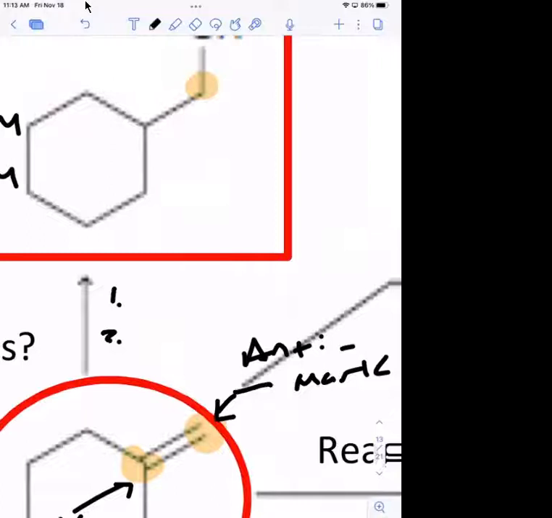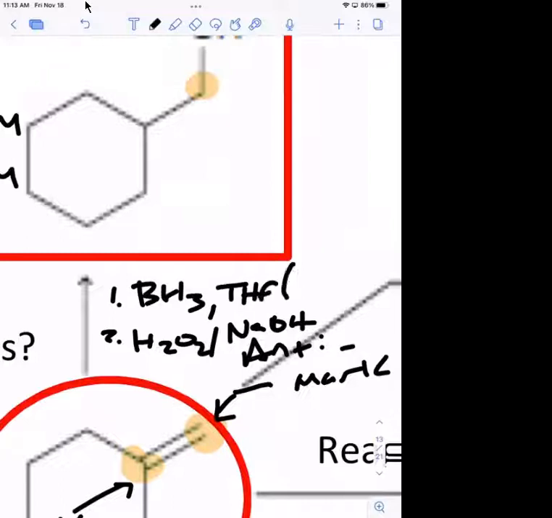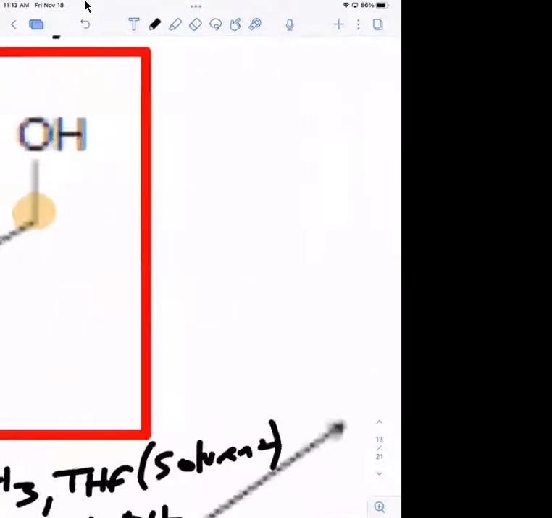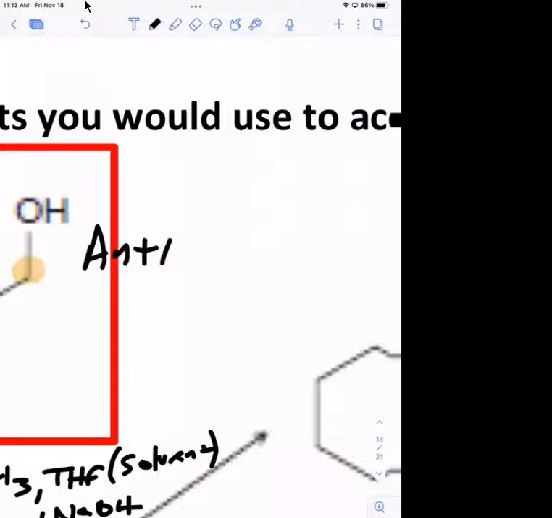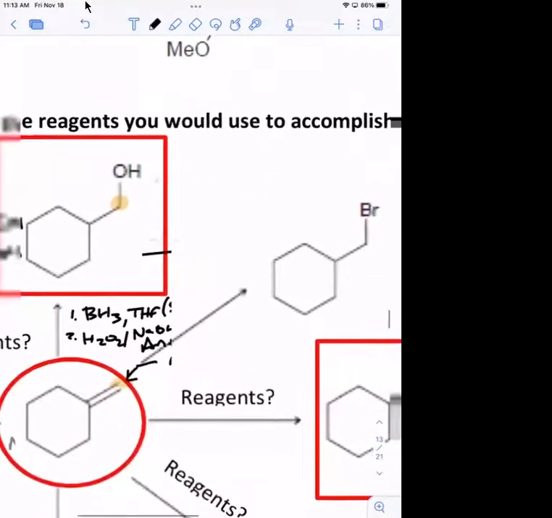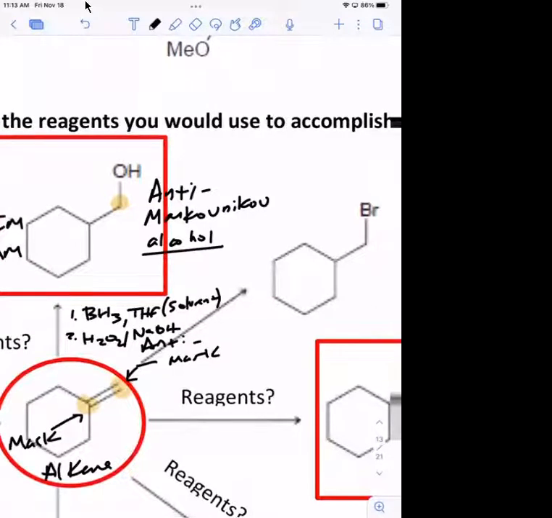Peroxide and sodium hydroxide. Okay, that's the second step. I agree. What's the first step? You're right. BH3 and THF. Yeah, so BH3 and THF. This is my solvent, THF. Good. All right, so if I want to make an anti-Markovnikov alcohol from an alkene, the starting material matters. So this is my tool for doing that: hydroboration followed by oxidation.